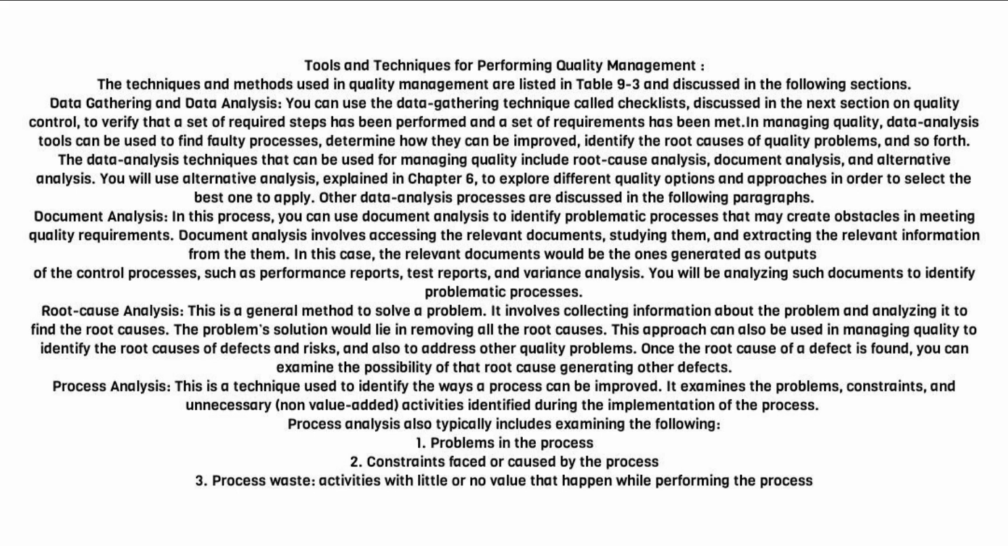This approach can also be used in managing quality to identify the root causes of defects and risks, and also to address other quality problems. Once the root cause of a defect is found, you can examine the possibility of that root cause generating other defects. Process analysis. This is a technique used to identify the ways a process can be improved. It examines the problems, constraints, and unnecessary, non-value-added activities identified during the implementation of the process. Process analysis also typically includes examining the following.